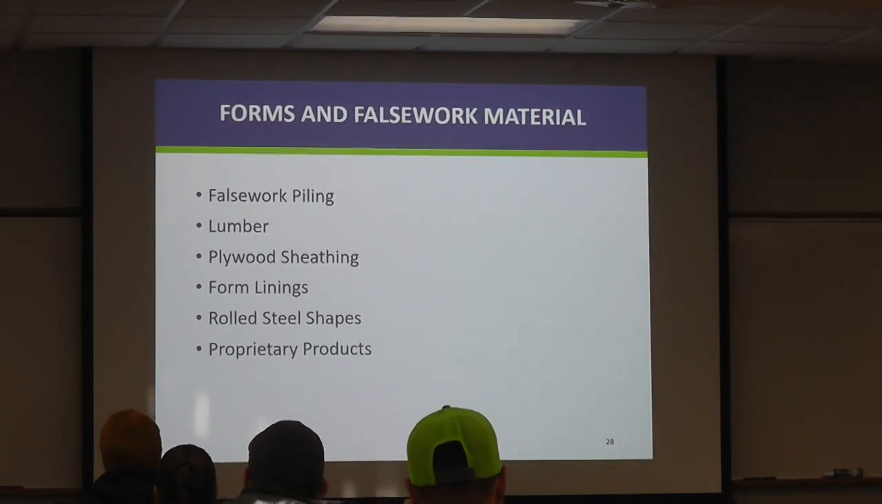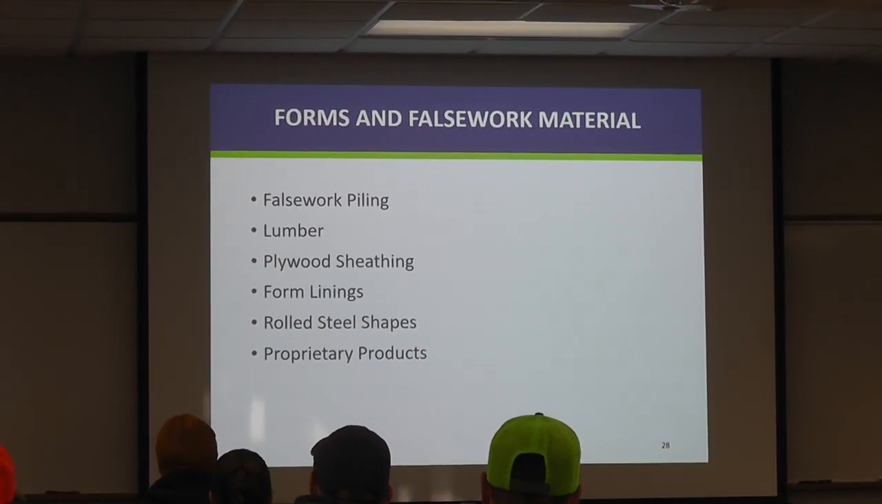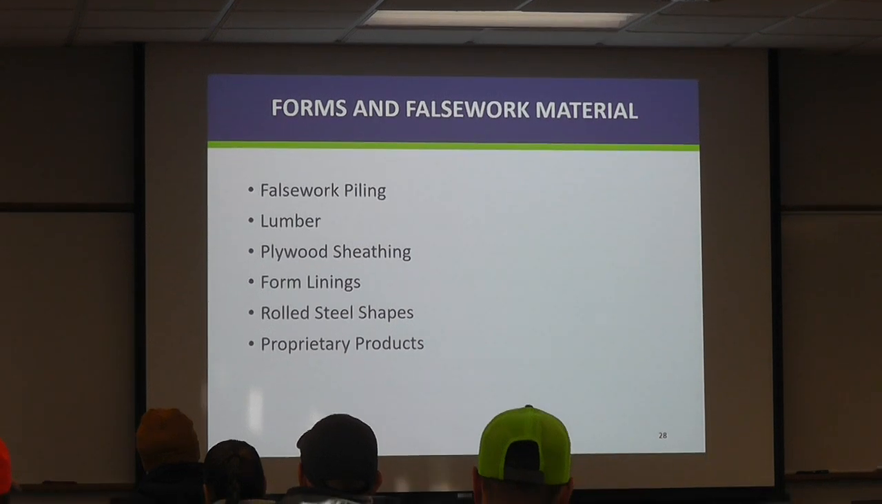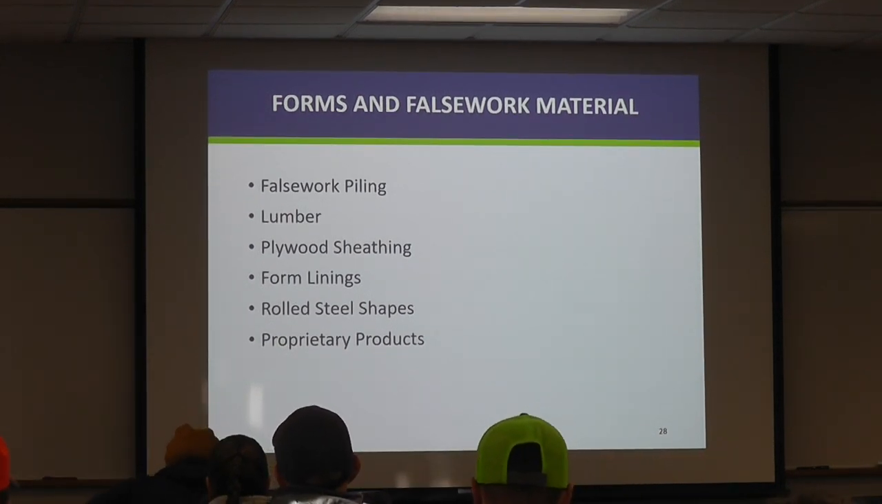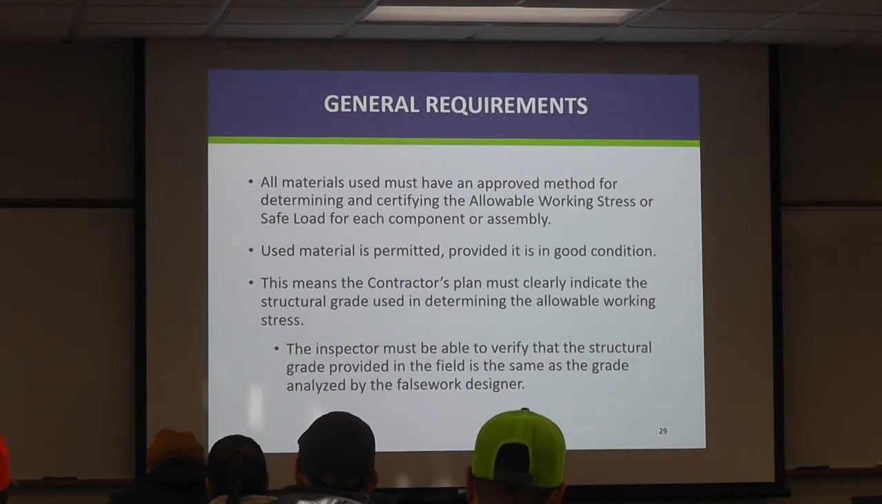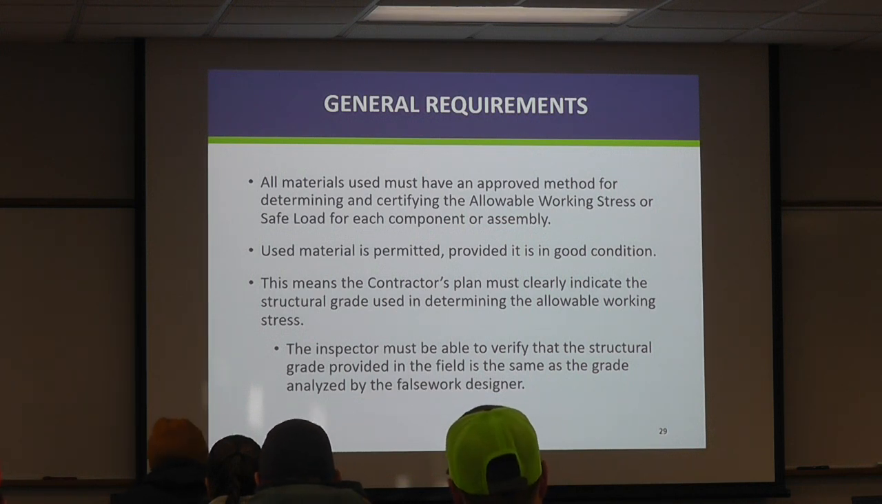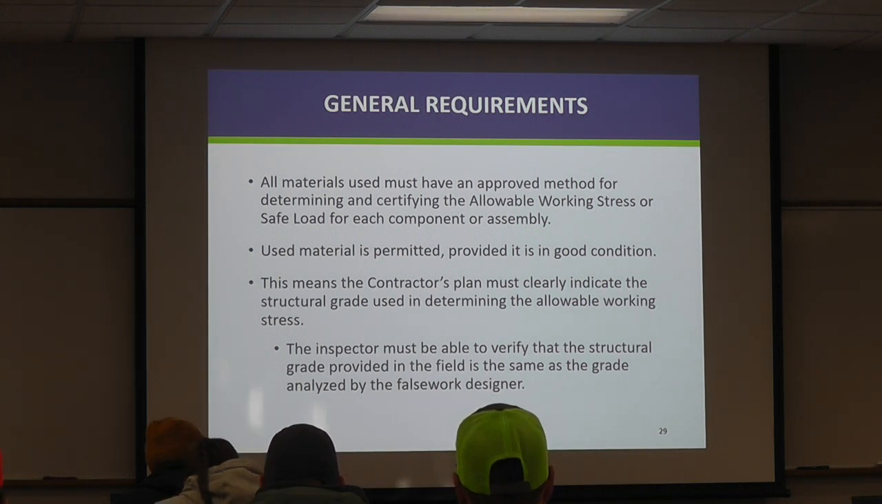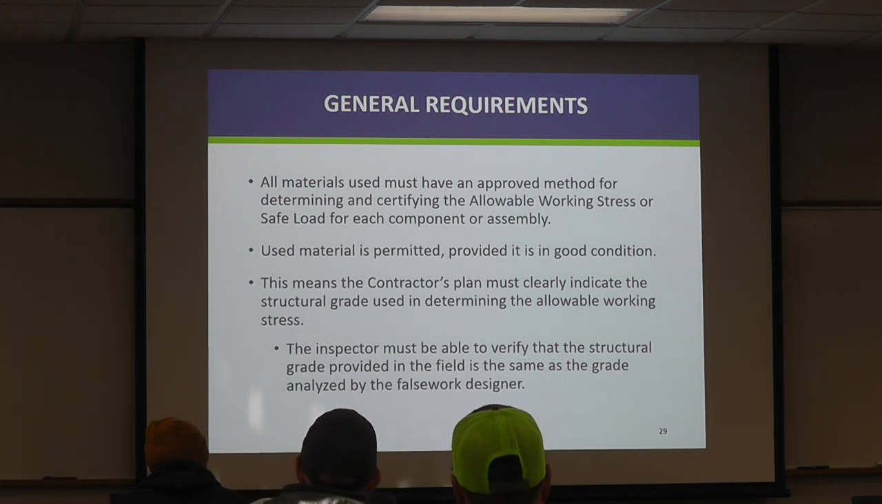of money. So some of the material that we have is the falsework piling, lumber, the sheathing we're talking about, some form landings, rolled and proprietary shapes. So everything must have an approved method for determining and certifying this term allowable working stress or safe load. So essentially, what is the capacity that we have? And they can use used material, provided it's in good condition.